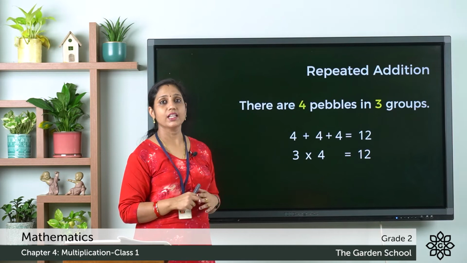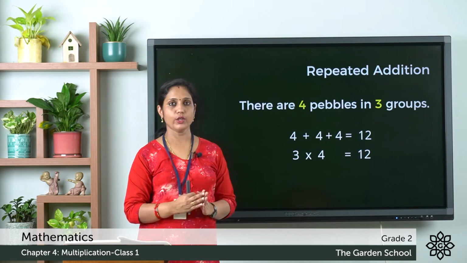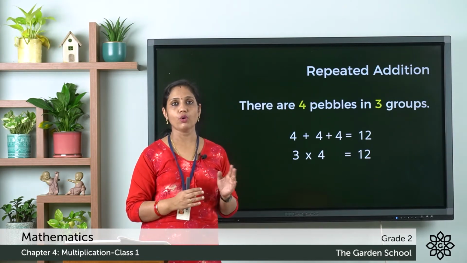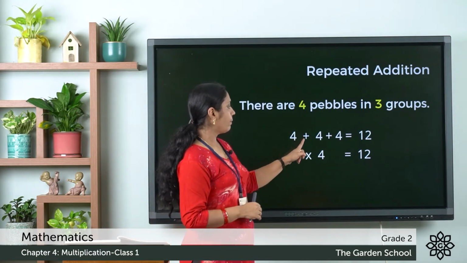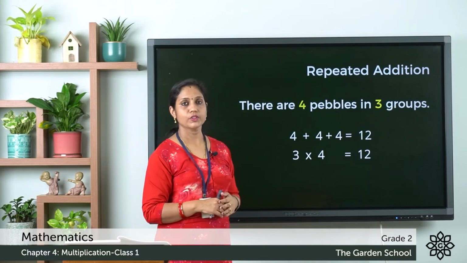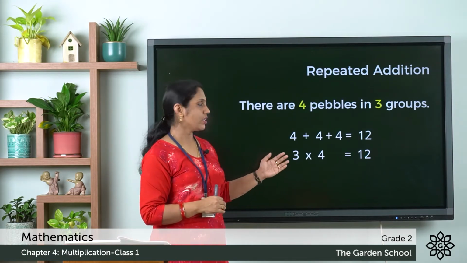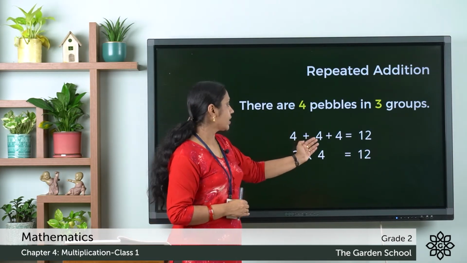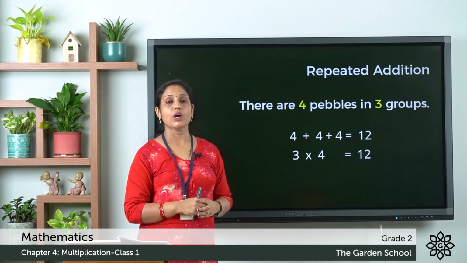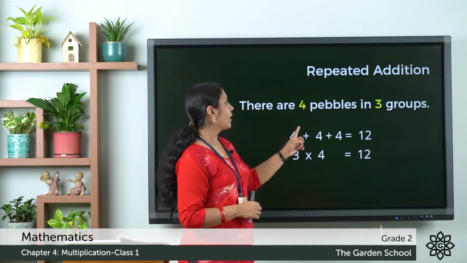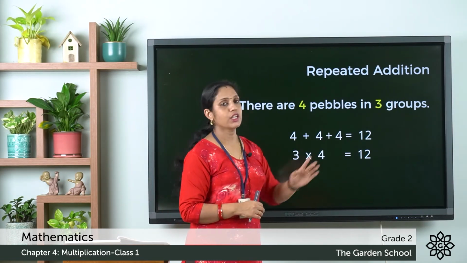Here we have the next question. There are 4 pebbles in 3 groups. So there are 3 groups, and in each group we have 4 pebbles. So how can we write this in repeated addition form? It is 4 plus 4 plus 4. In the first group we have 4 pebbles, second group 4 pebbles, and in the third group again 4 pebbles. So how can we find out the total? It is 4 plus 4 plus 4. So 4 plus 4 is 8. 8 plus 4 is 12.